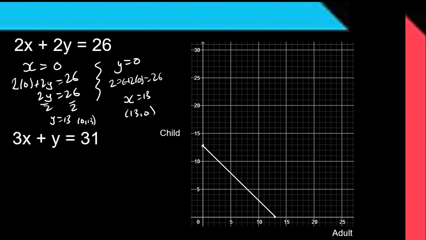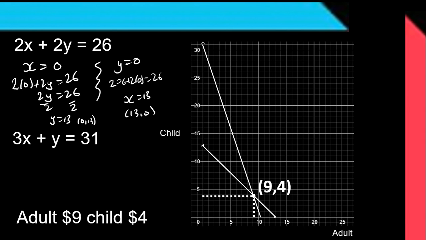So if I graph Lee's situation first, now I'm going to graph Danielle's situation. You will see that they intersect at exactly one point. And if we read that point off the graph, we have x is 9 and y is 4. So that means the adult tickets are $9 and the child tickets are $4. And that's how we can use a graph to solve a real life situation.